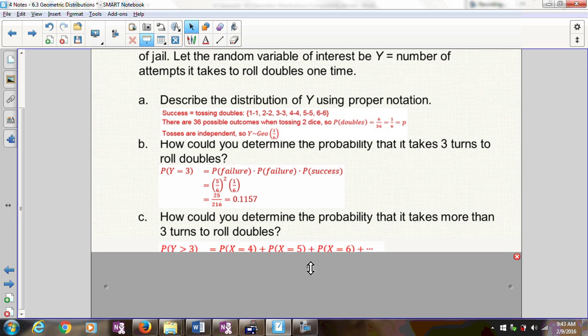And if I think about what that means, it means that x could be 4, or x could be 5, or x could be 6, or x could be 7, and so forth. There's an infinite number of possibilities, and I can't add them all together.